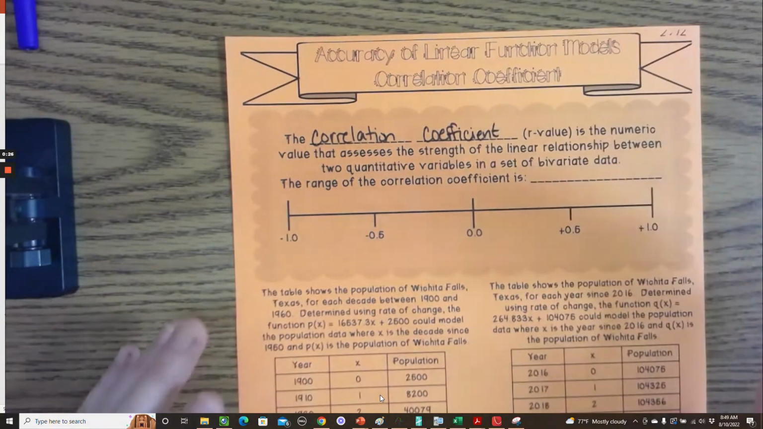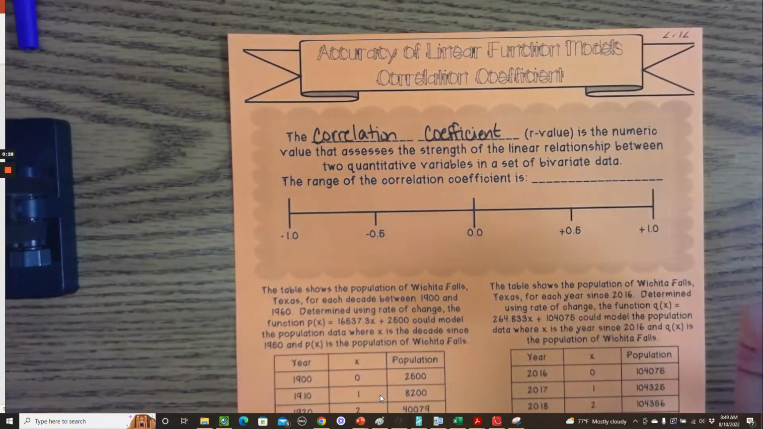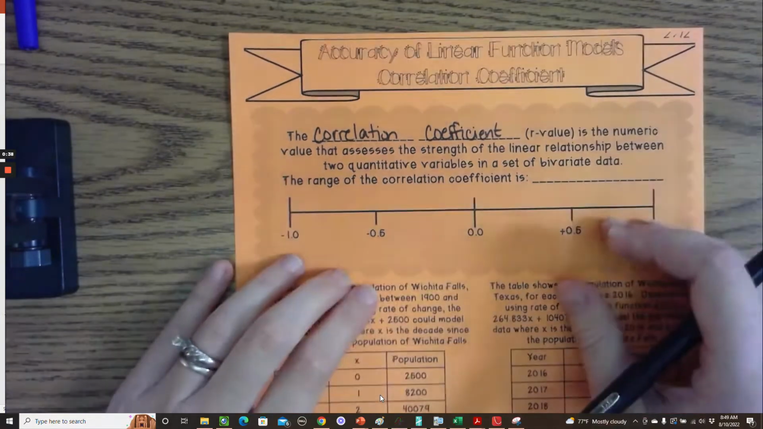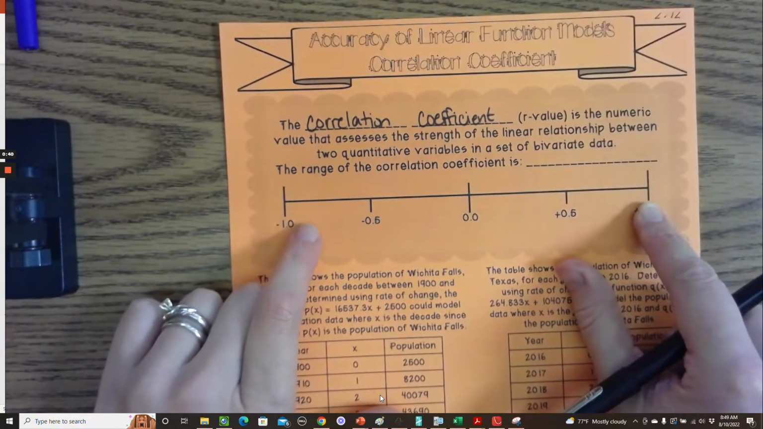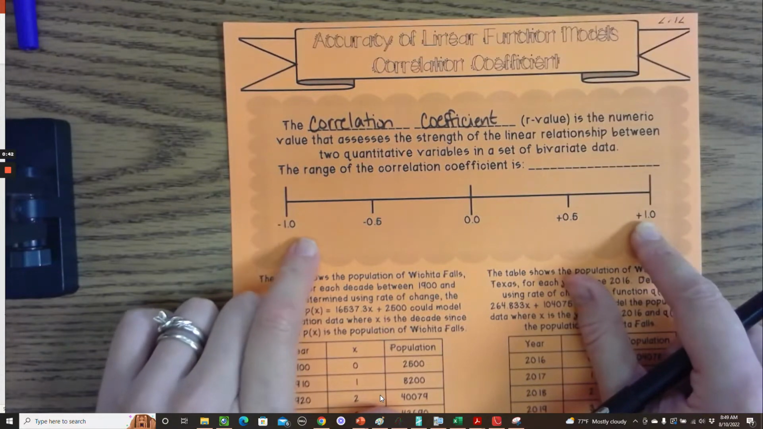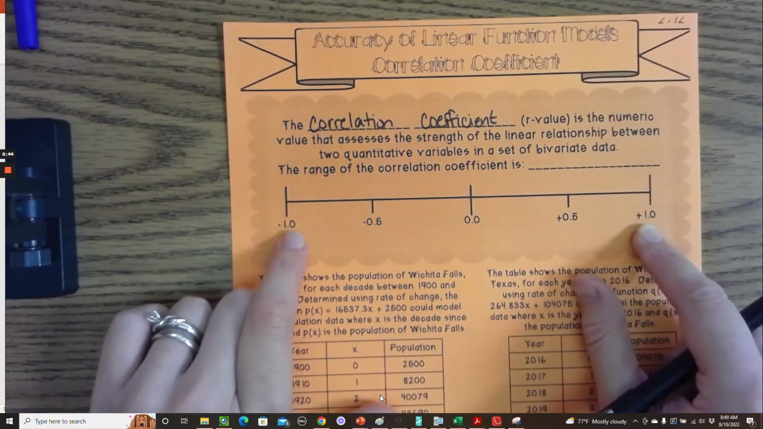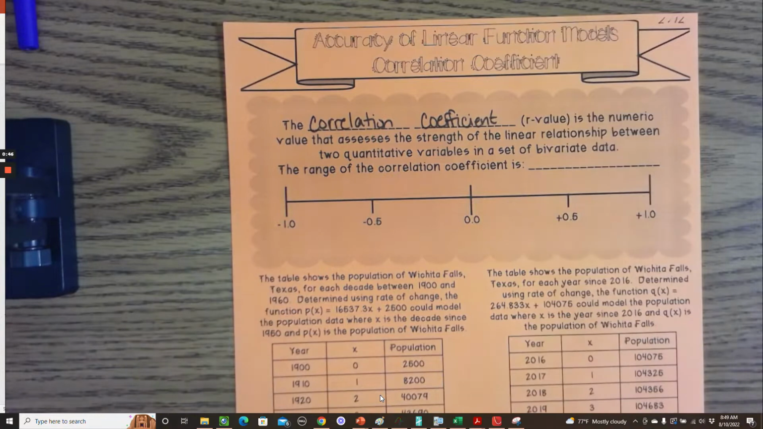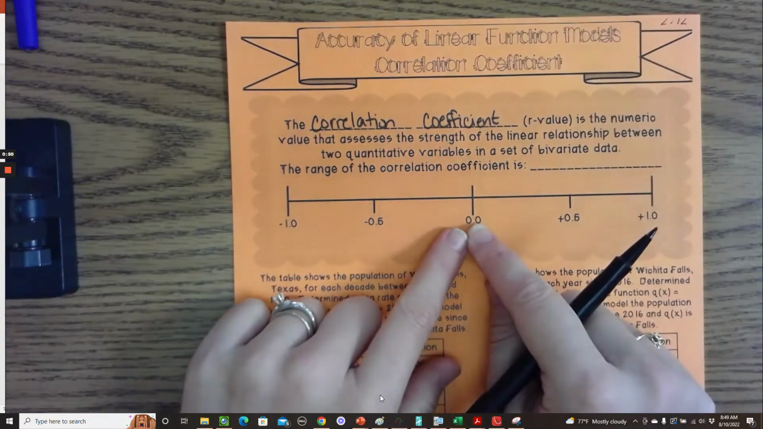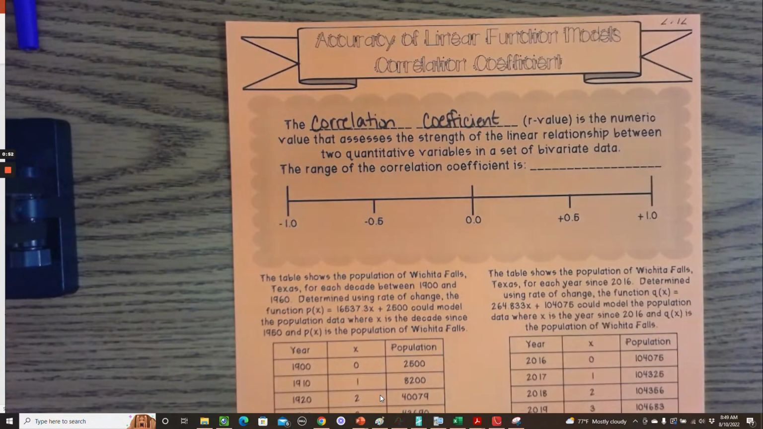The correlation coefficient, also known as the R value, is the numeric value that assesses the strength of the linear relationship between two quantitative variables in a set of bivariate data. So the closer our correlation coefficient, our R value, is to 1, either negative or positive, the straighter the line is going to be. The closer to 0, there's not a linear relationship there.